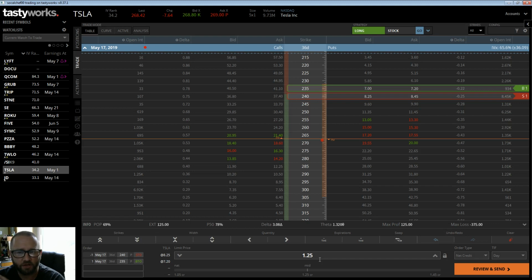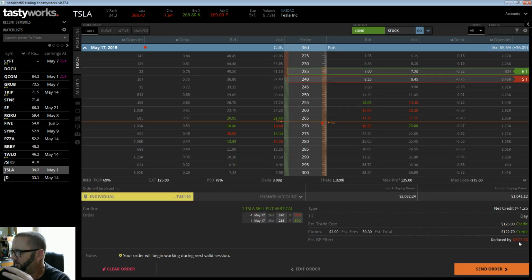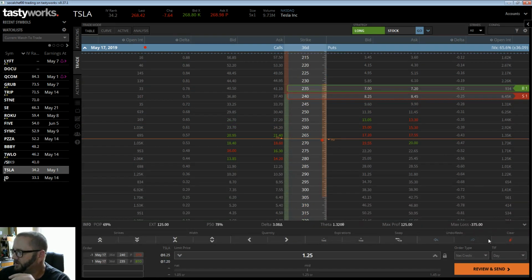While it's still going to hold your buying power, because as you could see doing this trade, it costs 377, so that's your max loss. It's going to hold that as your buying power, but you're receiving 125 up front per contract that you do. Okay, so that's a credit spread. There's different types of spreads, and I'll get to that in a minute. But that's what a credit spread is.